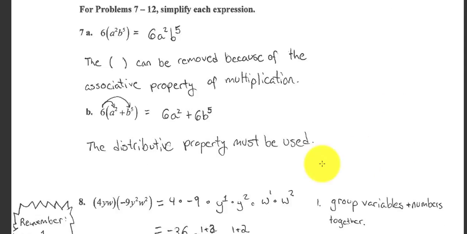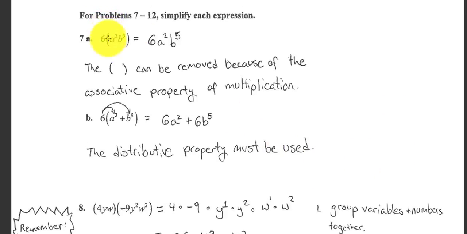Number 7. Okay, notice the difference between 7a and 7b. This was done intentionally. See, 7b, we're able to distribute the 6, right? Anytime you have an a and a b separated by a plus or a minus sign, really think about it as 7b, we have 2 terms, right? We have a term a squared and we have a term b to the 5th. So anytime you have terms separated by a plus or a minus, you can distribute.